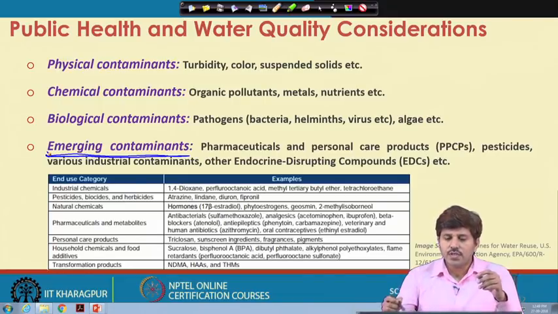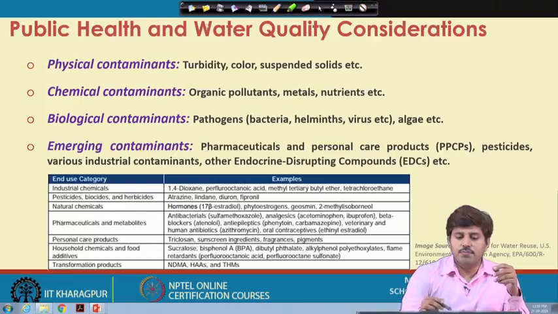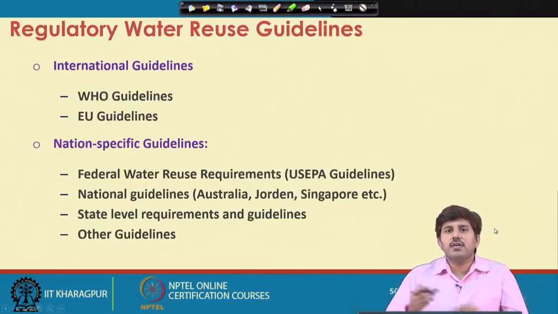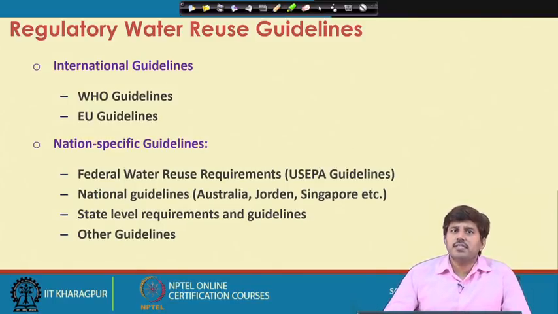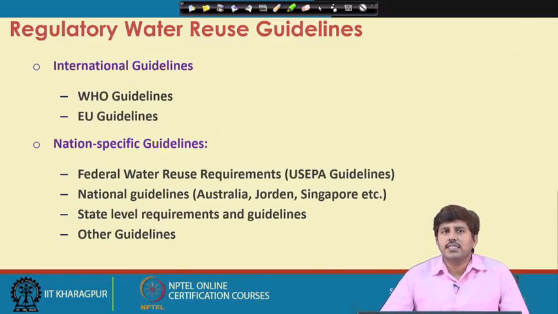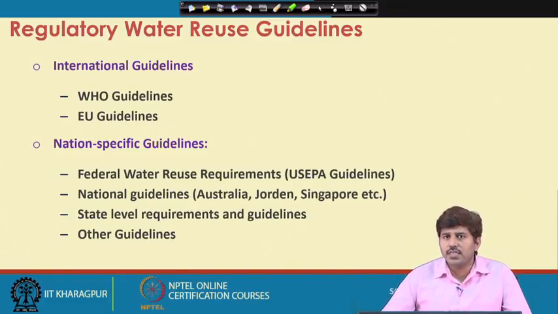Okay. So, that is one of the important aspects that one must consider while going for wastewater reuse. If we see the regulatory reuse guidelines, there are international guidelines and there are various country specific or nation specific guidelines. In international guidelines, we have agencies such as WHO which releases its guidelines, and the European Union has its own reuse guidelines. There are nation specific ones. For different countries there are different guidelines. It is not available for all countries.